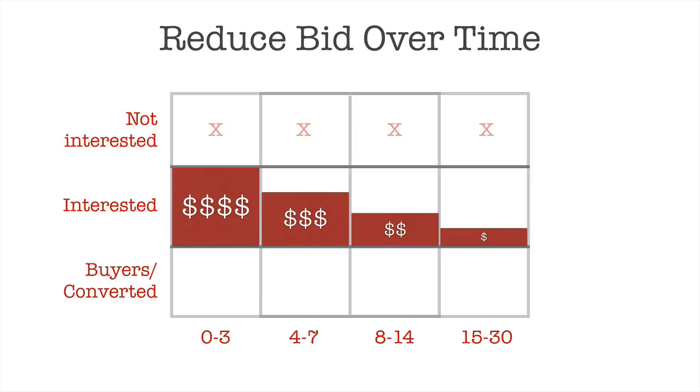Another benefit of segmenting, and this is probably one of the main ones, is that we can bid differently over time, based on how likely we think somebody is to buy from us. In the perfect world we're going to use data to do this. At the beginning you may have to guess a little bit and then adjust based on the data. But generally speaking, bidding more for your most recent visitors is going to be a good thing.